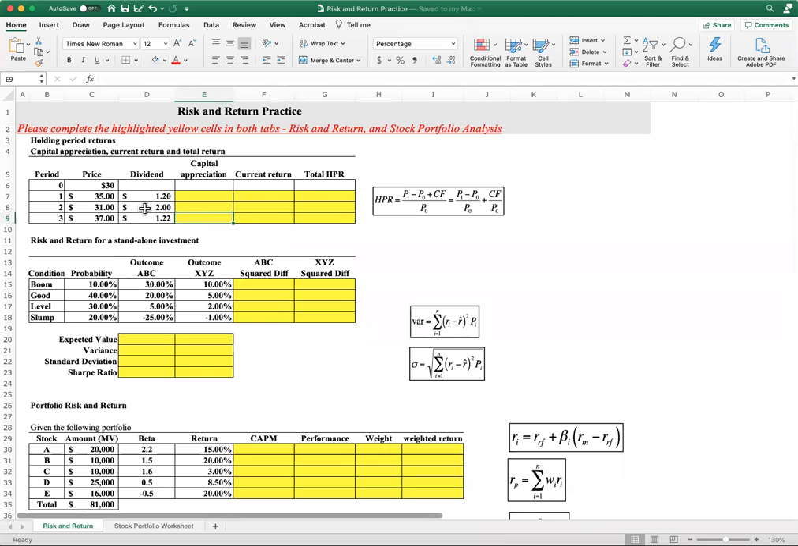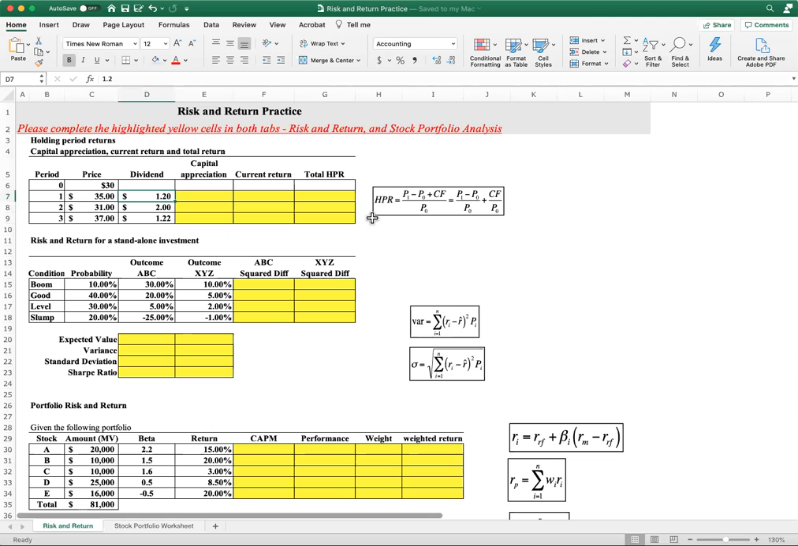Think about this. If you bought a stock at $30 per share and you held the stock for 3 years, at the end of year 1, the price was $35. Congratulations, you have a capital gain, right? The asset value went up. And at the same time, you received a $1.2 dividend per share, okay?